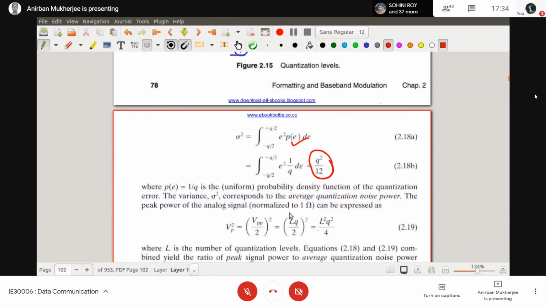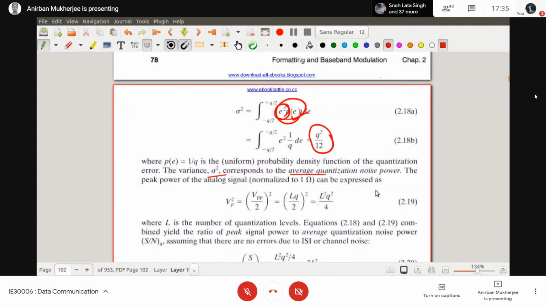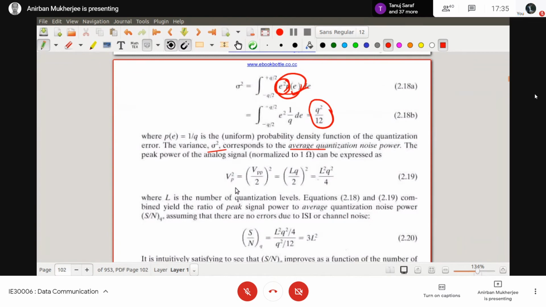Now that is the average quantization noise power. Please try to understand this. Variance is like an average, some sort of a mean. E square is some sort of noise power, and sigma square is an average of E square, that is why we take the expectation of E square. That's why it is the average quantization noise power. And what is my peak? Peak is (VPP by 2) square.